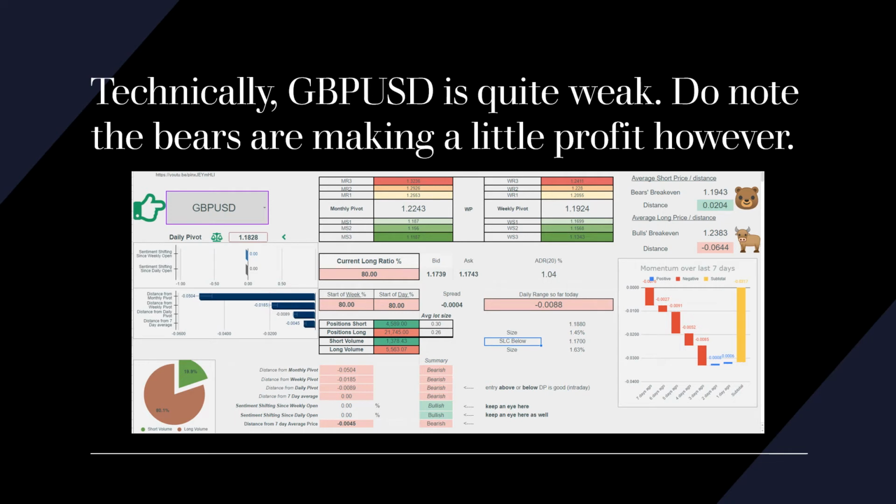So try and get the pie chart to agree with the momentum, and that's quite a good little feature you can use. There is one little caveat here: you see in the top right we've got the bears' break even. Their break even entry is at 119.43. That makes them up 204 pips in profit.